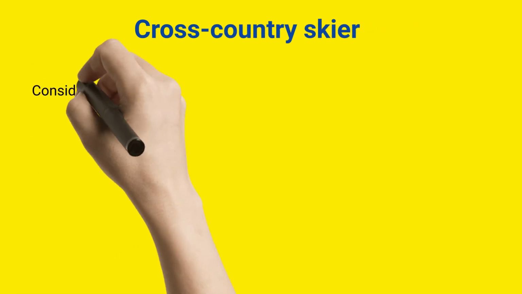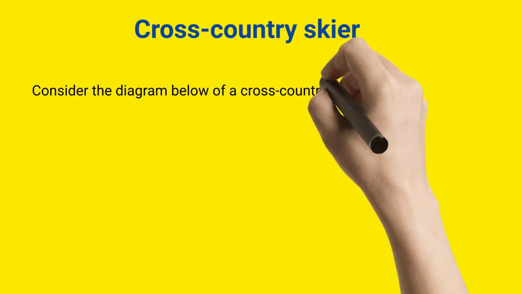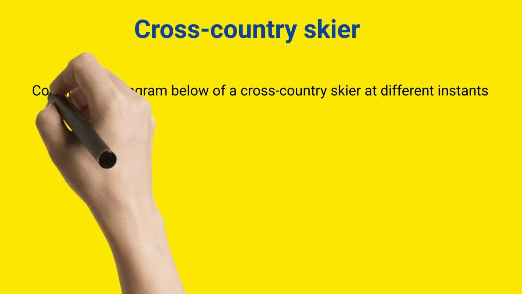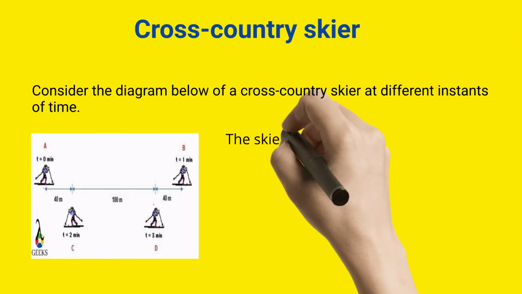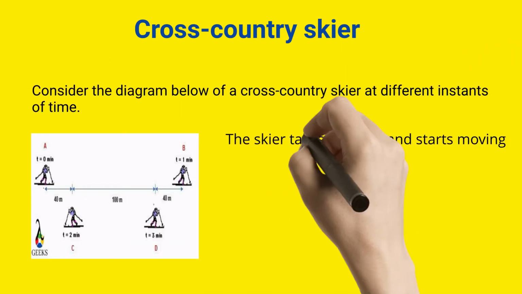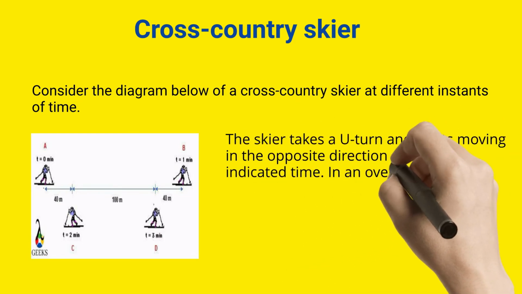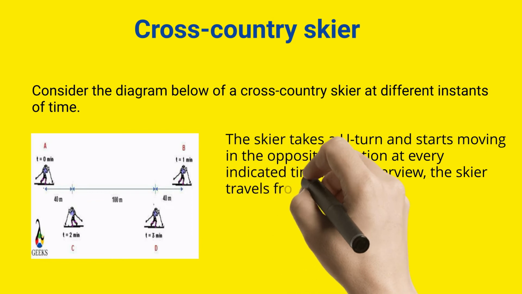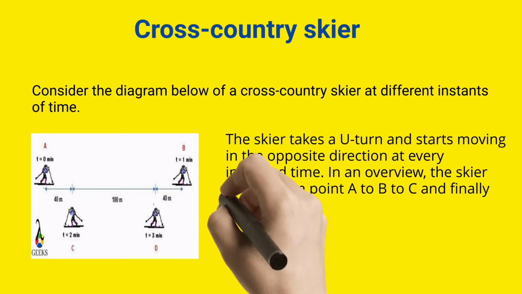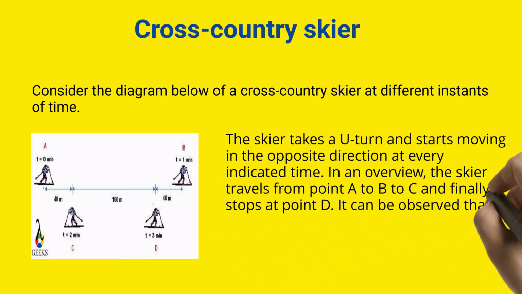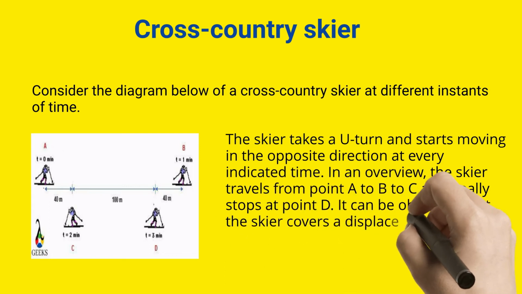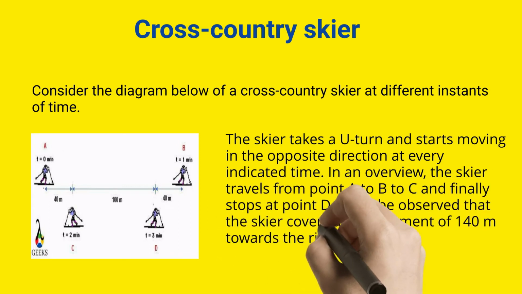Cross-country skier. Consider the diagram below of a cross-country skier at different instants of time. The skier takes a U-turn and starts moving in the opposite direction at every indicated time. In an overview, the skier travels from point A to B to C and finally stops at point D. It can be observed that the skier covers a displacement of 140 m towards the right of the coordinate system.